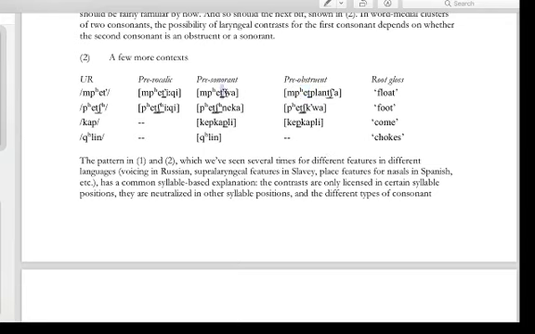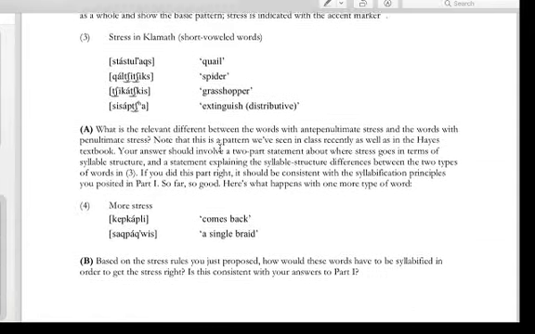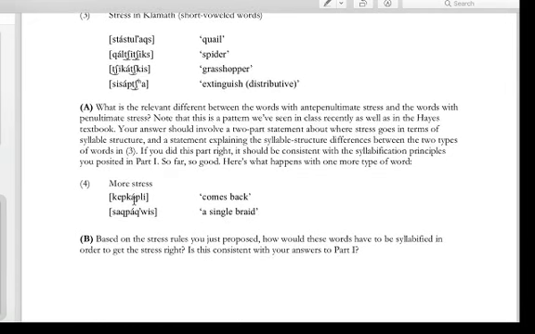Now over here, where we have obstruent-sonorant complexes, we would predict that this first obstruent should not be in the coda of the preceding syllable. It should be in the onset of the following one. Therefore, this preceding syllable should not be heavy and should not attract stress. Here's what actually happens, though.